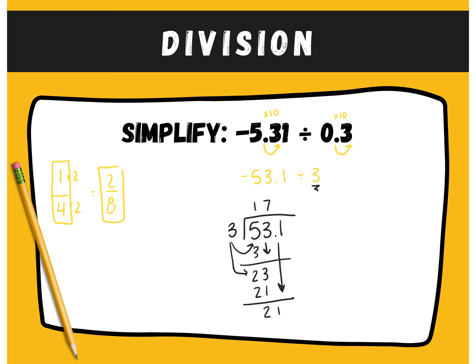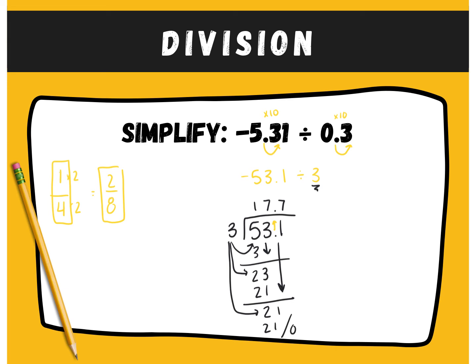Now, you'll notice that my 1 that I brought down is after the decimal place. So I'm going to go into this problem and bring my decimal place straight up into my answer so that it does not get lost. And now I have 3 going into 21, which I know it goes into evenly. That goes in 7 times and gives me the 0 that I'm searching for at the end of my problem.